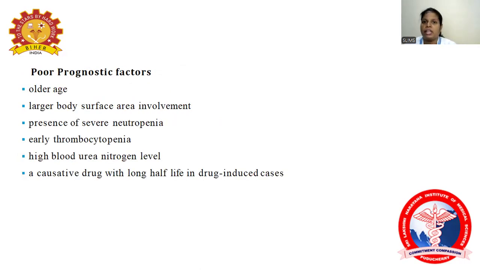Poor prognostic factors. Which condition did I tell as a good prognostic factor? Drug induced. Okay, we know the cause, which drug is the offending agent. We stop the drug and within 6 weeks the patient recovers. What are the poor prognostic factors? Older age group, larger body surface area involvement, presence of severe neutropenia, early thrombocytopenia, high blood urea nitrogen level, a causative drug with long half-life in drug-induced cases.